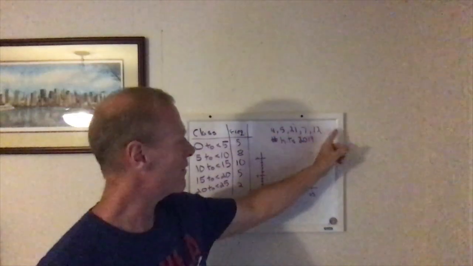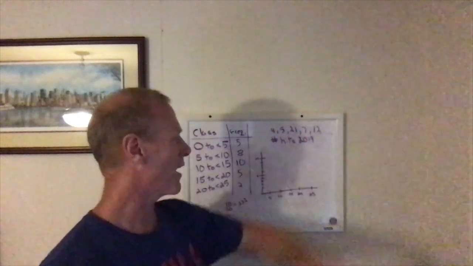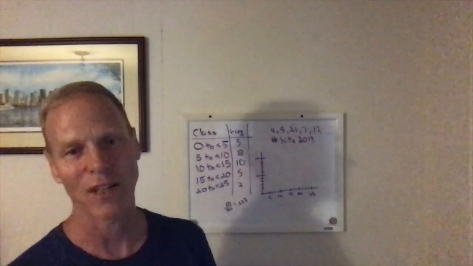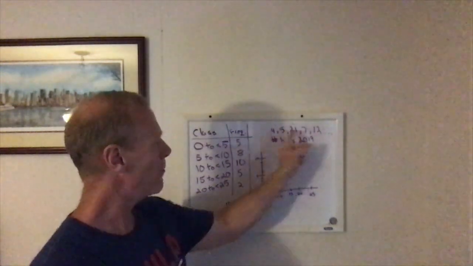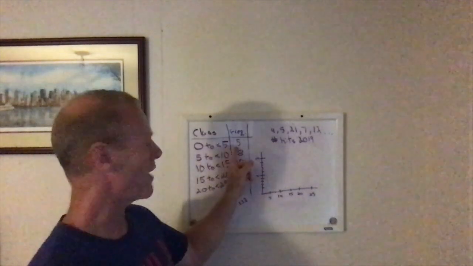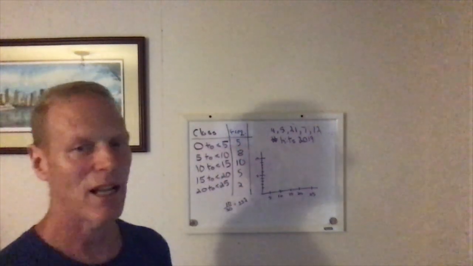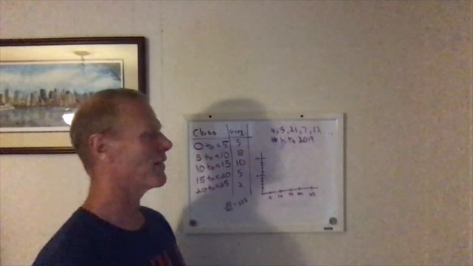So I have a set of data, I just wrote them out, dot, dot, dot, goes on, number of hits in 2019, let's stick with the baseball theme. And here I count, well, how many of them are from 0 to 5? And there were five players that hit between there. And then I do the same thing for 5 to 10.